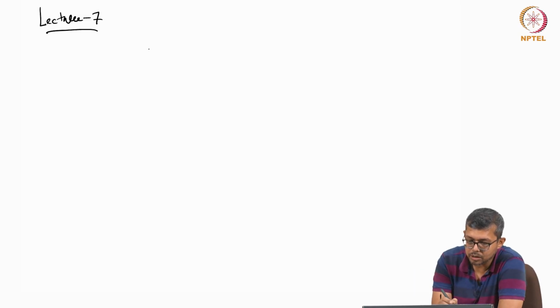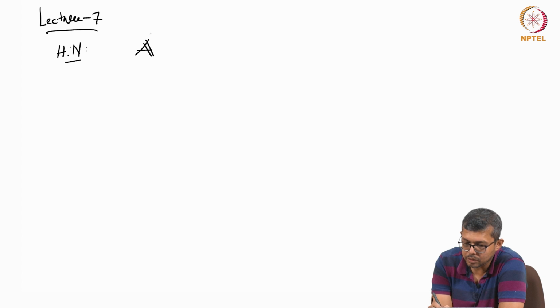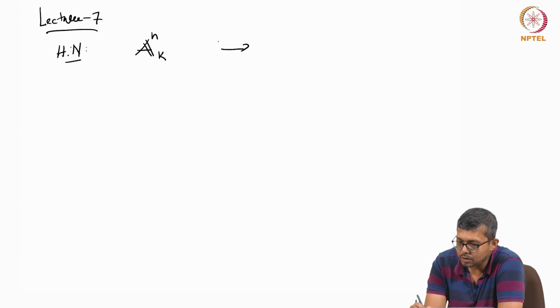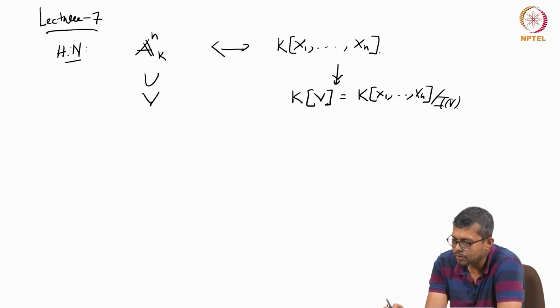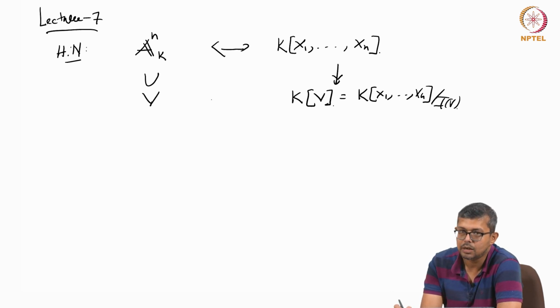So in the last class, the Hilbert Nullstellensatz says that points in affine space have a one-to-one correspondence with maximal ideals, where we assume K is algebraically closed. In particular, if you take an algebraic subset V, you know the quotient, which is nothing but K[V], which is K[x1, x2, ..., xn] mod I(V). The maximal ideals of here are points here, because any point here will correspond to a maximal ideal, and that maximal ideal will contain I(V).